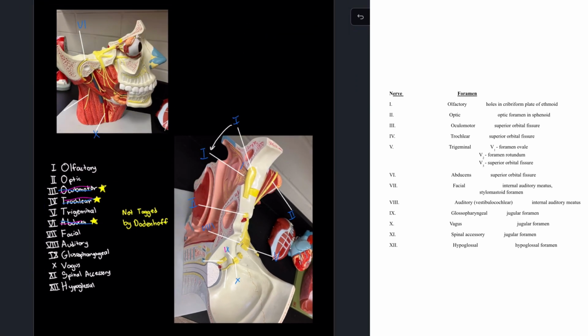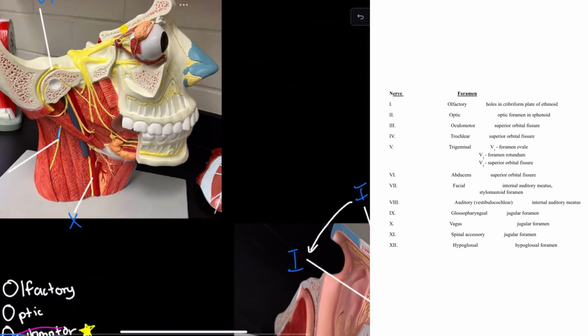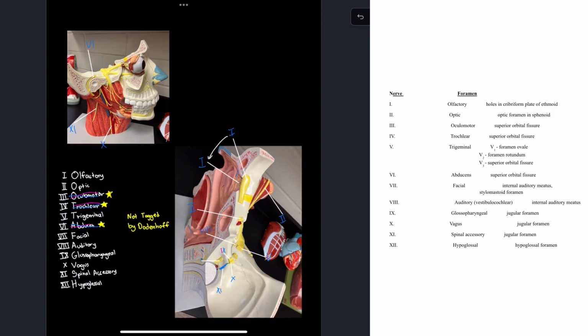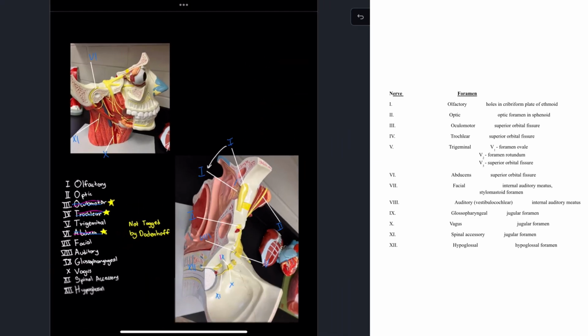The 11th nerve, which is the spinal accessory, in this angle, the spinal accessory is this nerve right here. And then from the other angle, the spinal accessory nerve is also right here too. Okay. And then finally, we have the hypoglossal. The hypoglossal is this nerve right here. Okay, that should be it with the face model.